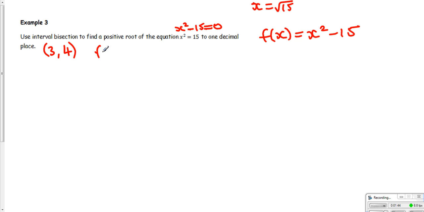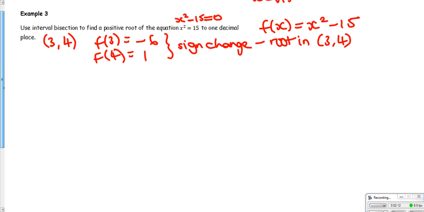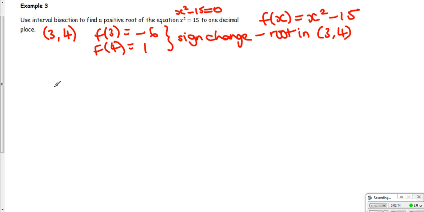And you'd be right to think that, because if you work out f of 3, that would be 3 squared minus 15, that gives you minus 6. And then f of 4, 16 minus 15 is 1. And so we can say that there is a sign change. And so the root is in the interval 3, 4. But that's almost common sense, really.